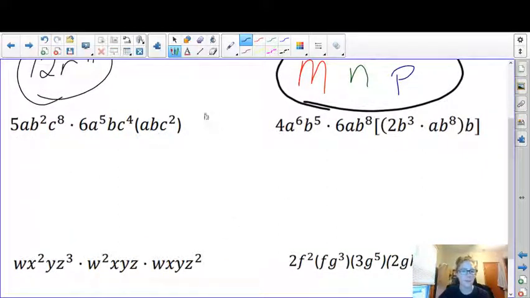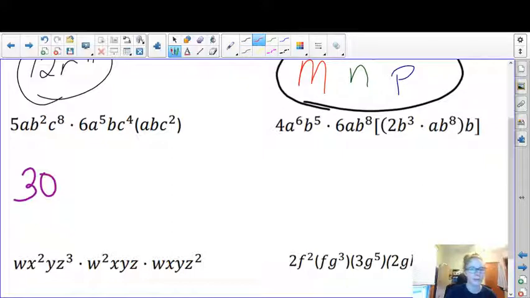Next problem. Whew, I've got A's, B's, C's, and coefficients. So we're always going to start with doing our coefficients first. I'm going to go ahead and take 5 times 6, which is going to give me 30.